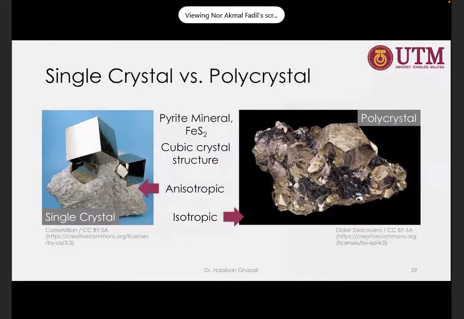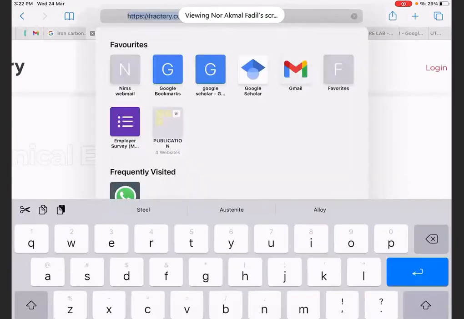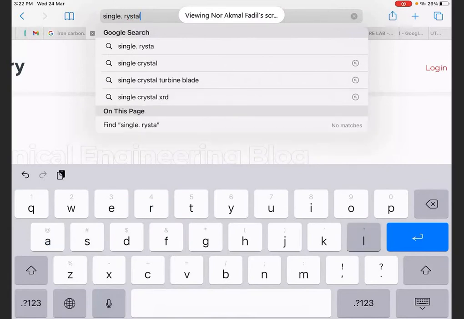All right, so now we have talked about single crystal and polycrystal. For example, I will give you an example of a single crystal application. If we type single crystal, look at this Google search result. You can see single crystal turbine blade.